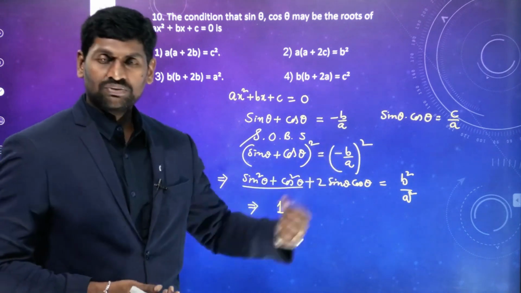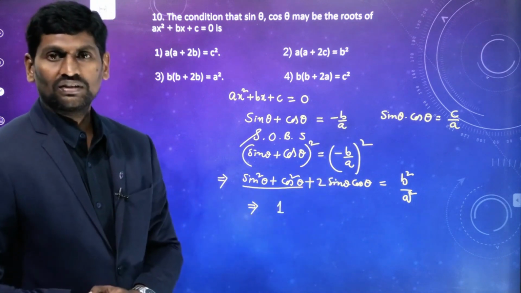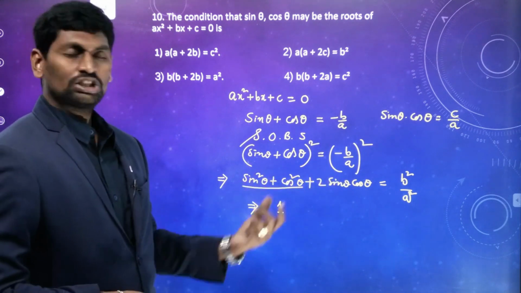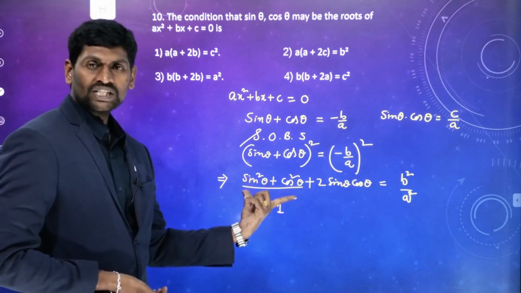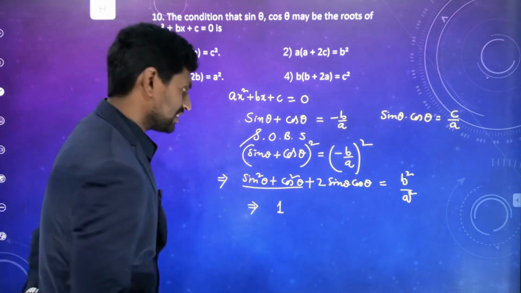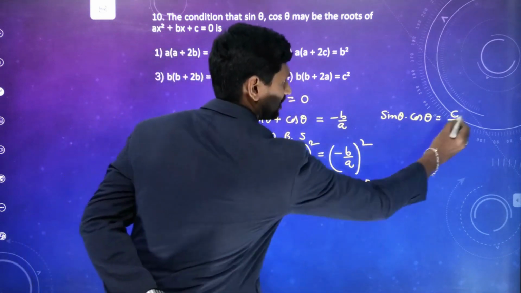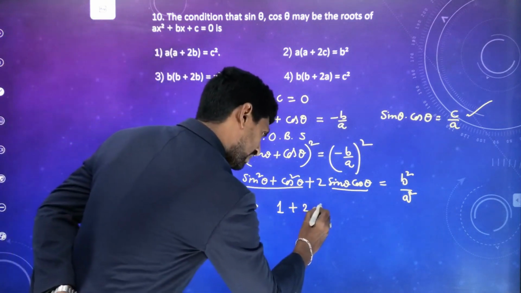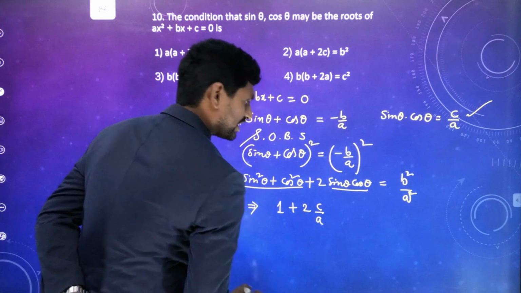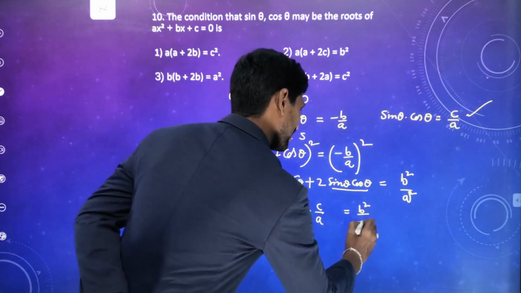Secant square theta minus tan square theta is equal to 1, and cosecant square theta minus cot square theta equals 1. So we are using one of the trigonometric identities, and its value is 1. In the place of sin square theta plus cos square theta I can write 1, plus 2 sin theta into cos theta. What is sin theta into cos theta? c by a. So 2 into c by a, 2c by a, equal to b square by a square.